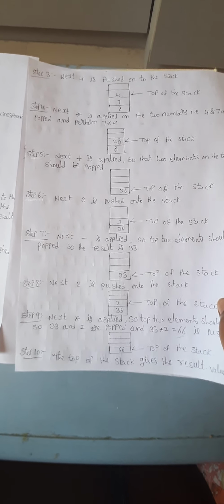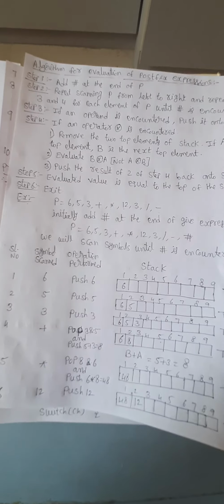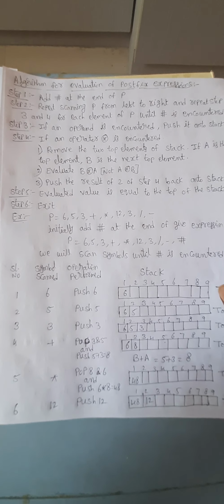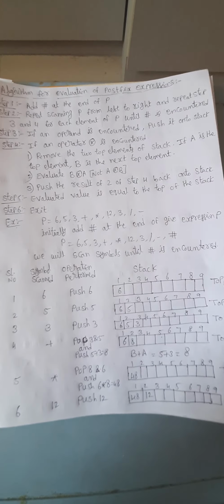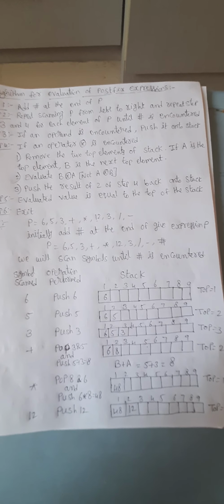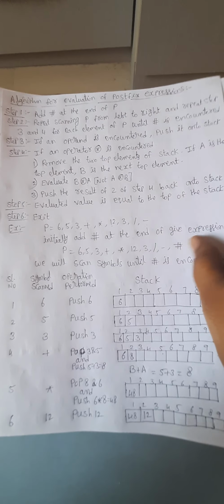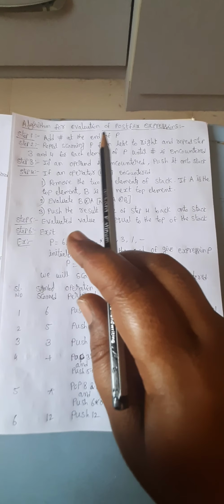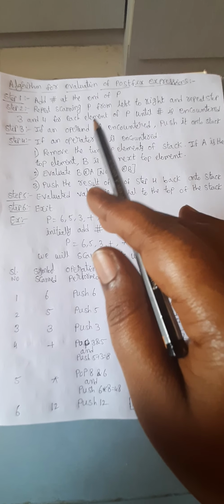That is the evaluation and the procedure for storing the values into the stack. And see the algorithm. First, what is the first step? Add hash at the end. That means first we have to add a hash symbol at the end of P, that is, the postfix expression.